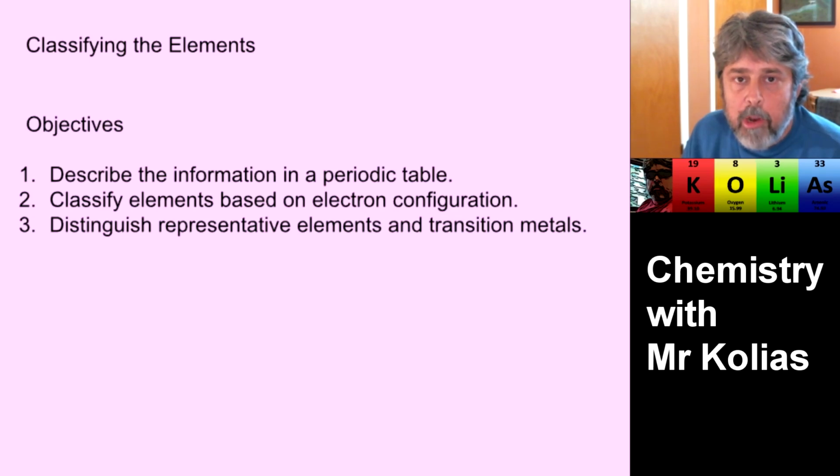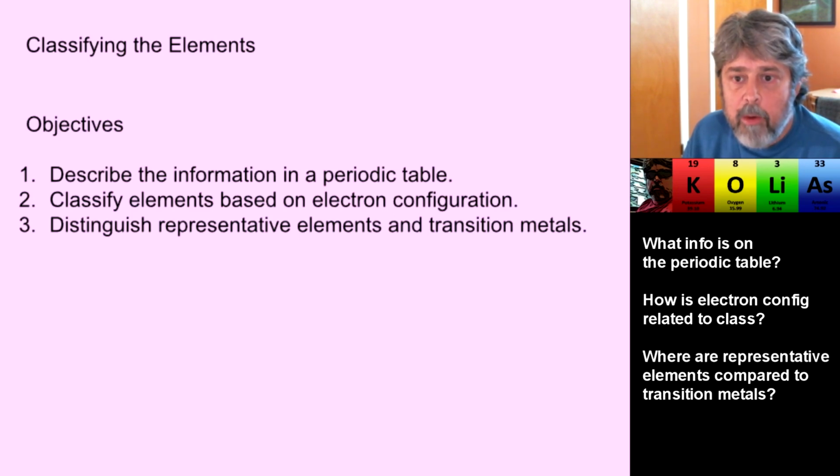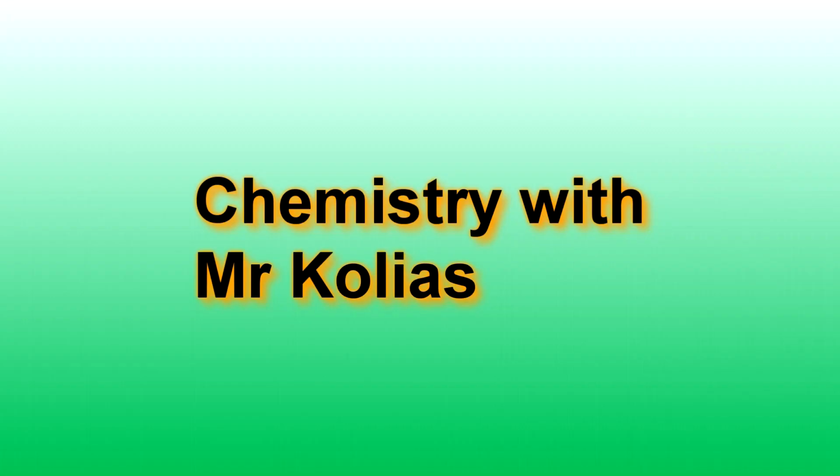Hey guys, today we're going to talk about classifying the elements. It's the second part of our unit about the periodic table. So here today we're just going to talk about describing some information that's on the periodic table. We're going to classify the elements based on electron configuration, and then I'm just going to let you know about representative elements and transition metals. It's important to distinguish between the two. All right, let's get started.